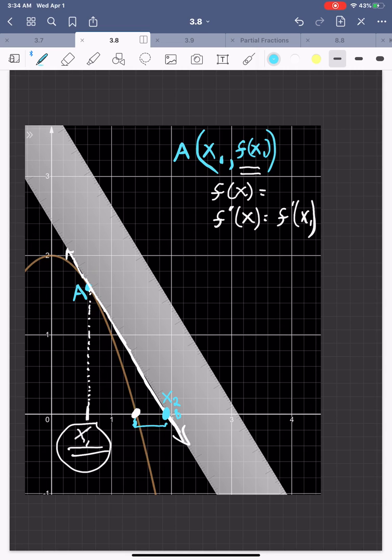So point B is going to be x sub 2. This is the new guess. Find out what the y value is. Now the y value in this case would be all the way down here, so I'm not going to be able to do all of this. Find the slope. Draw another tangent line.